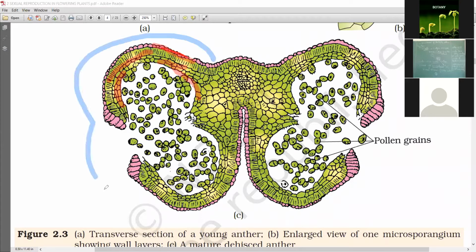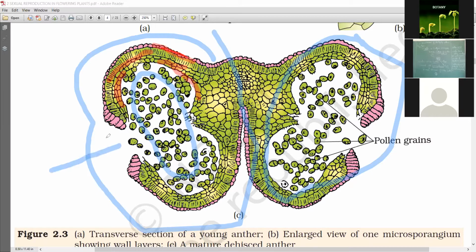This is totally 1 lobe, and this is totally one lobe. This lobe has one microsporangium, that lobe has one microsporangium now. But actually two microsporangia should be there on each. But after maturity, two microsporangia became united. This takes place with the help of connective only. Both are united and this is the place of dehiscence.